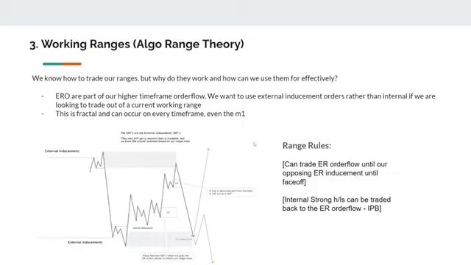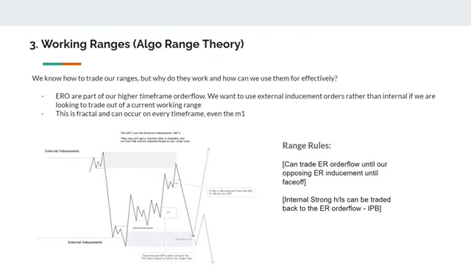Cool. Now we're just looking into ranges a little bit. We have looked into ranges a few times before, but like I said, I want to make sure everything's kind of condensed under the same umbrella, right? So we know how to trade our ranges, but why do they work, and how can we use them more effectively?